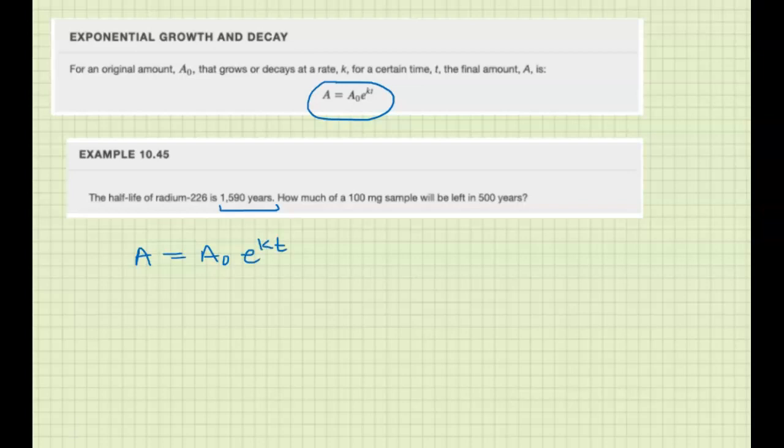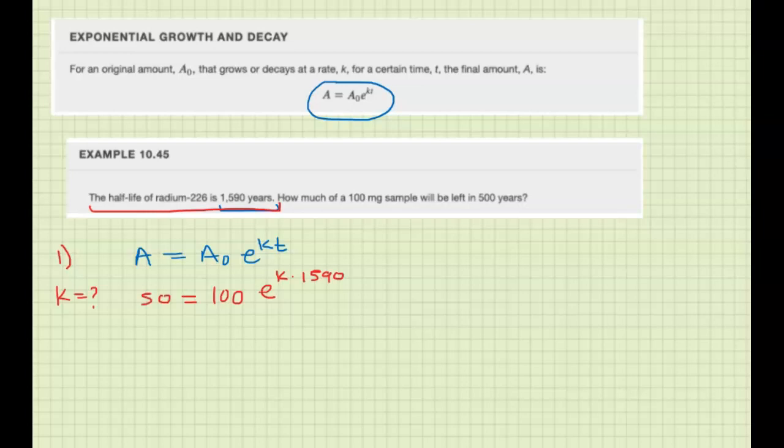So we're going to do this in two parts. The first part, we're going to find what the k value is. So k equals something, okay? So we're going to use this first sentence, this information. Okay, so if we start with 100 milligrams, then I know that it takes 1,590 years for the half-life. So it takes that much time to get to half of this initial amount, which is 50.